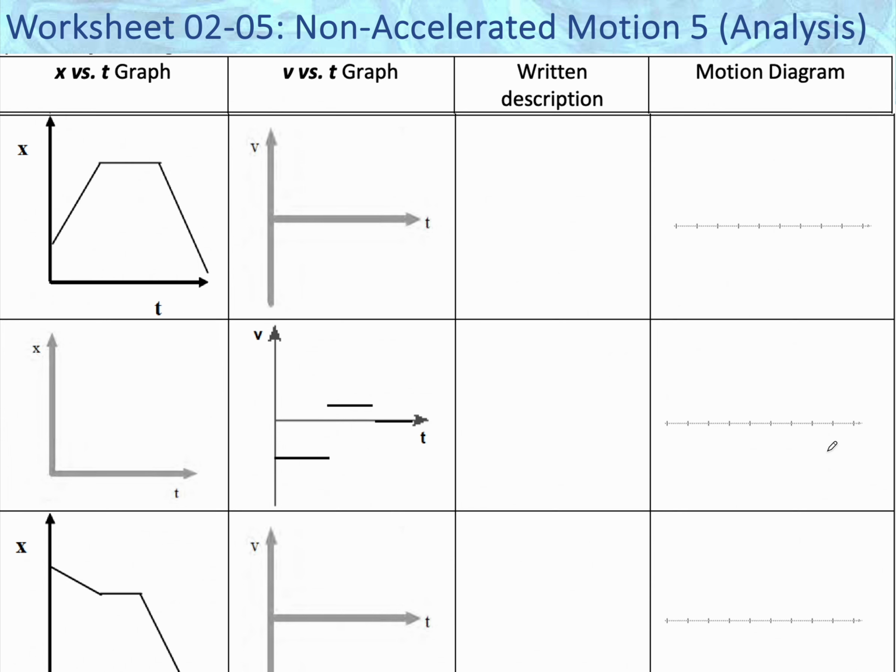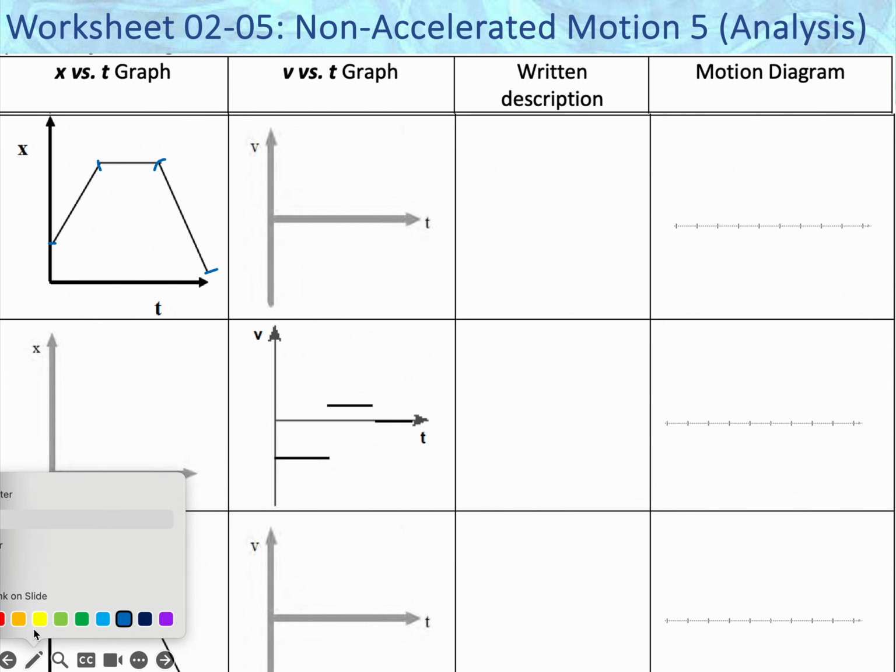Your last worksheet tonight is going to sort of tie it all together. You're going to be given one of the three things and try to figure out the other parts. So in this case, what's the object doing? It starts out here at some positive position. It has some positive velocity during this part, then it stops, and then it goes backwards.